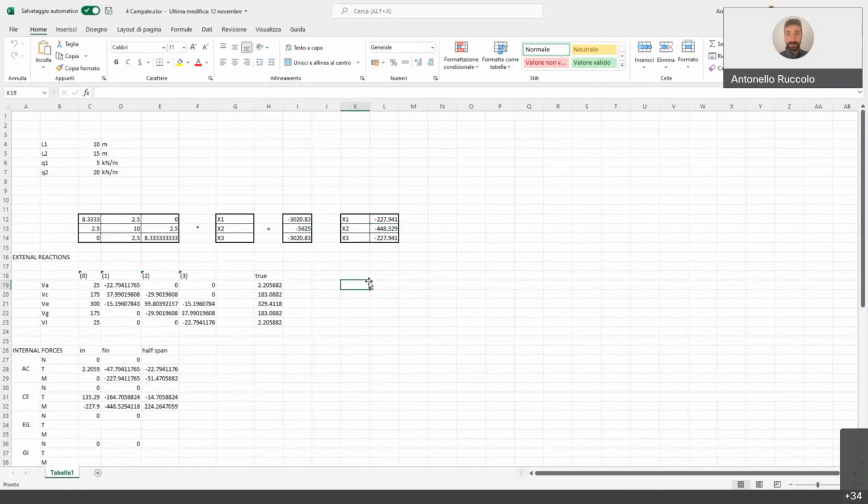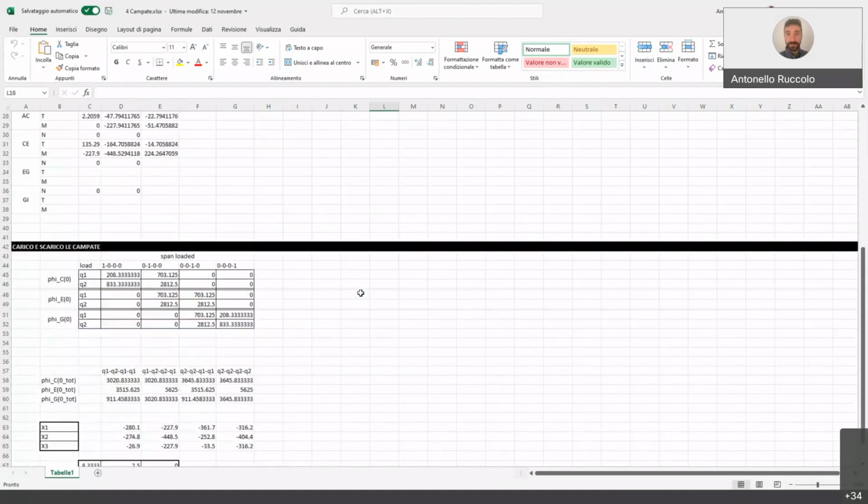But as long as we consider a structure with more spans, we can, in the design phase, consider that different load conditions induce the greater, so the maximum or the minimum bending moment or reactions at different points. And we will see now a small exercise, small case.